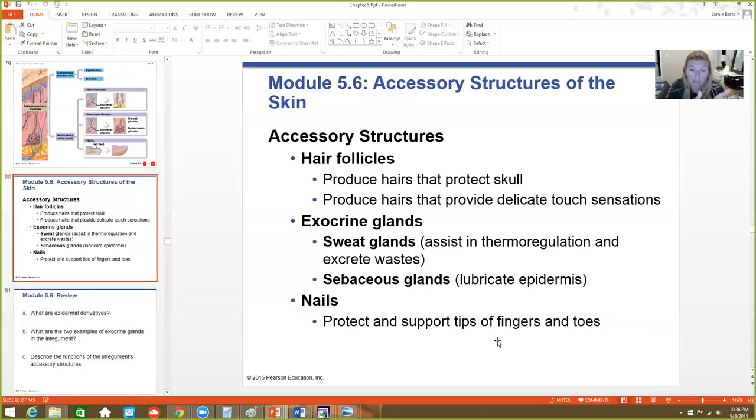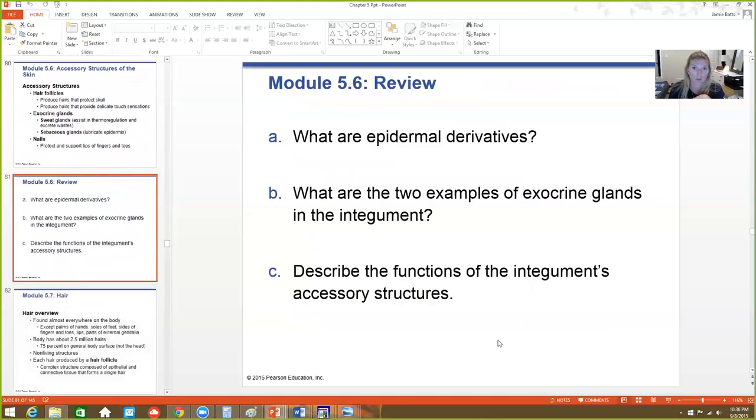Your exocrine glands are your sweat glands and sebaceous glands. The sweat glands obviously are there for thermoregulation, to help cool you down, sweat's activated, etc. It's also a waste excretion method, so your body's getting rid of waste. And then your sebaceous glands, or your oil glands, are there to lubricate the skin and the hair. And then you have nails, which are there to protect and support the fingertips and toes.